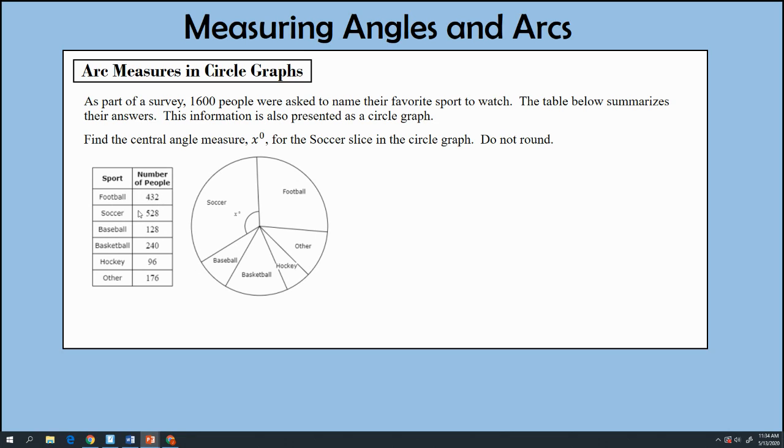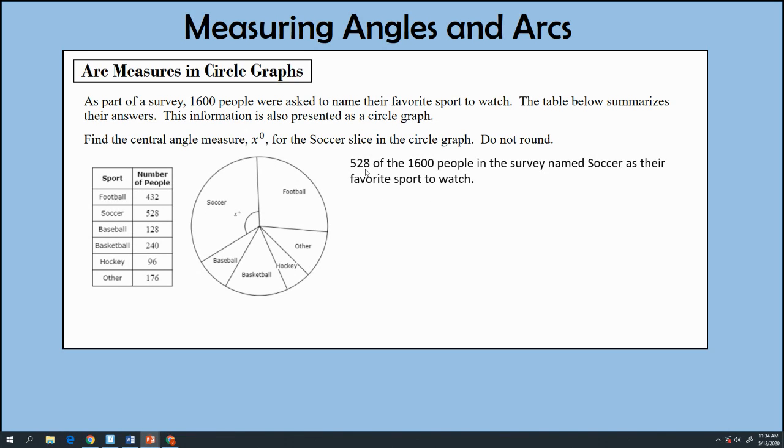So football is 432, soccer 528, baseball 128, basketball 240, hockey 96, other 176. If you were to add up these numbers right here, it's going to add up to 1,600 because these are all the people that were surveyed. Okay, they're telling us we need to find the central angle for soccer, for the soccer slice of this circle graph. And they say don't round.